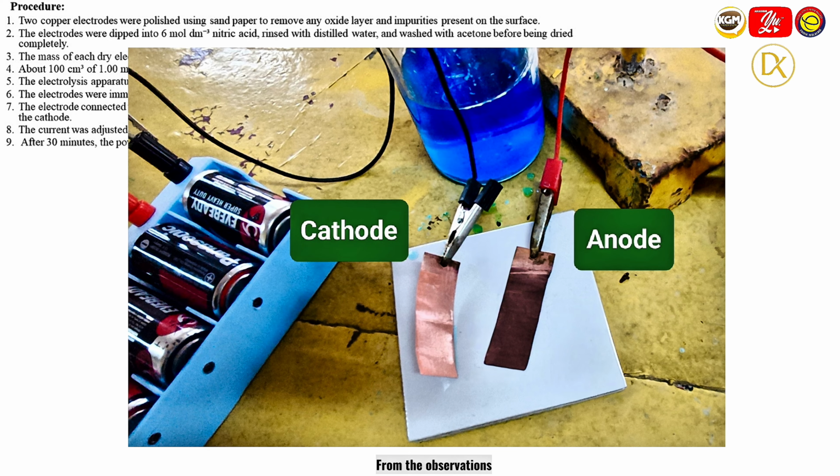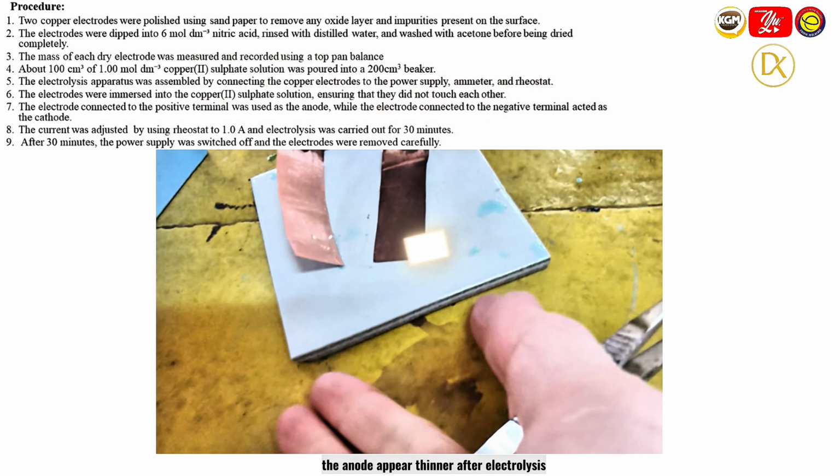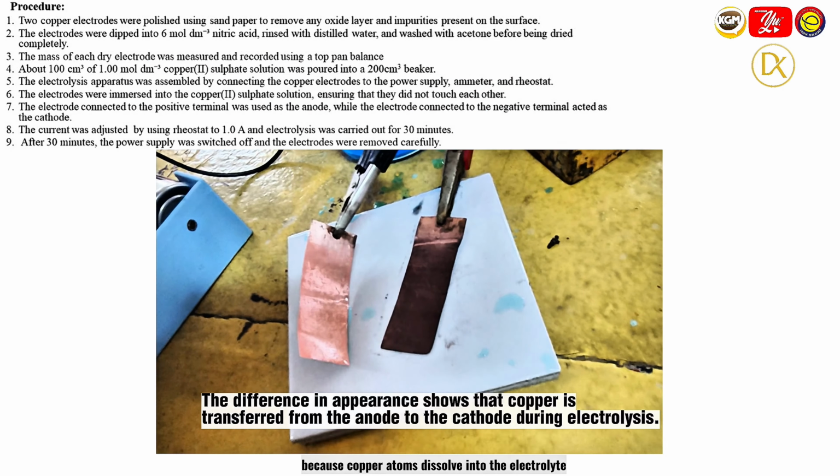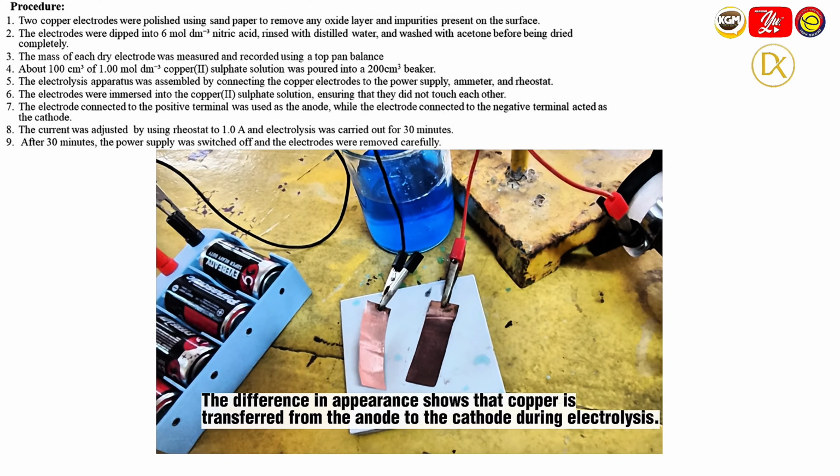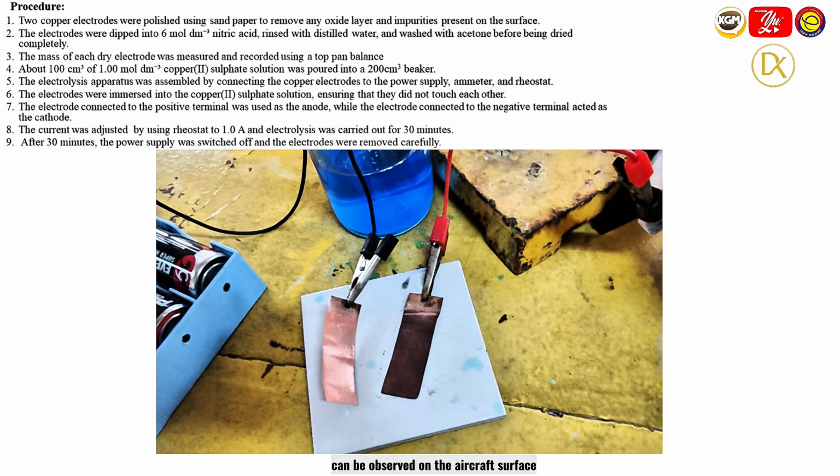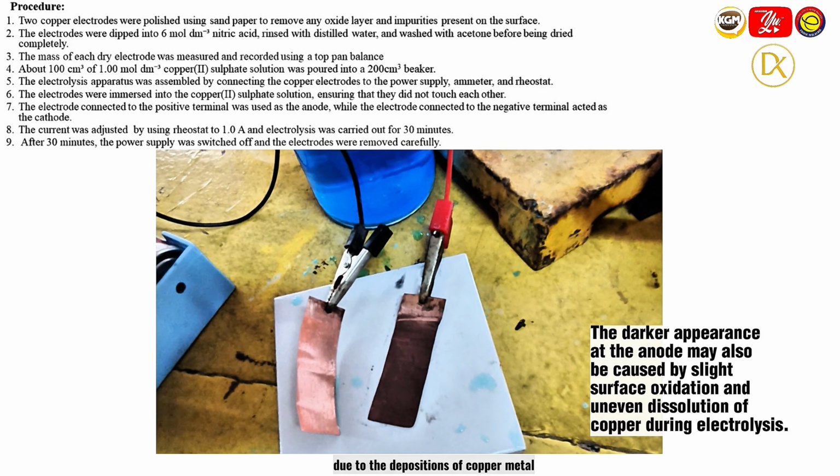From the observations, the anode appears thinner after electrolysis because copper atoms dissolve into the electrolyte. At the cathode, a reddish-brown layer of copper can be observed on the electrode surface due to the deposition of copper metal.